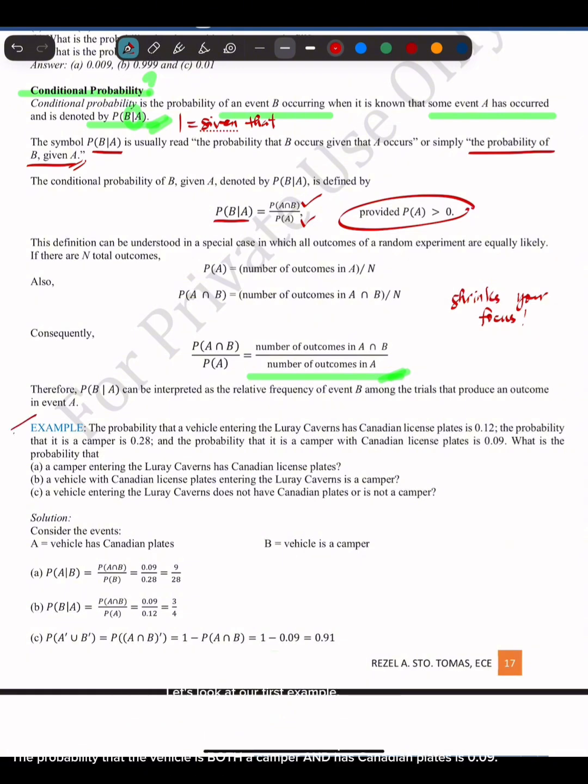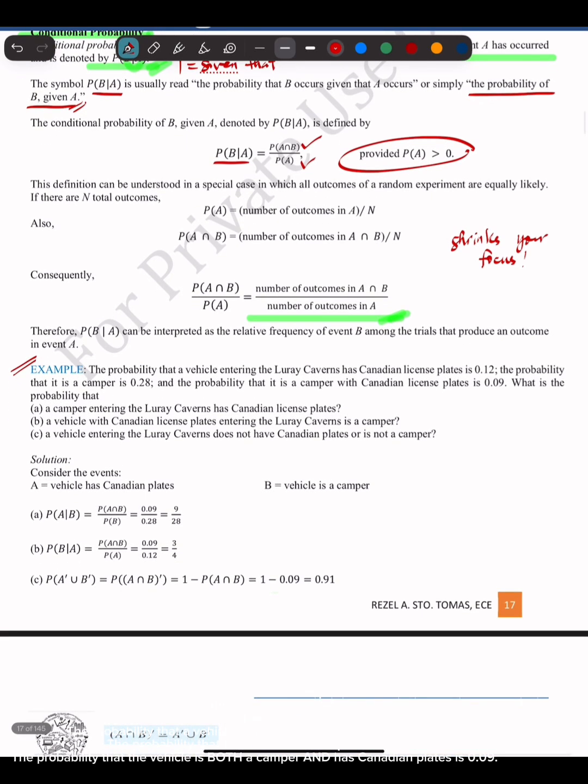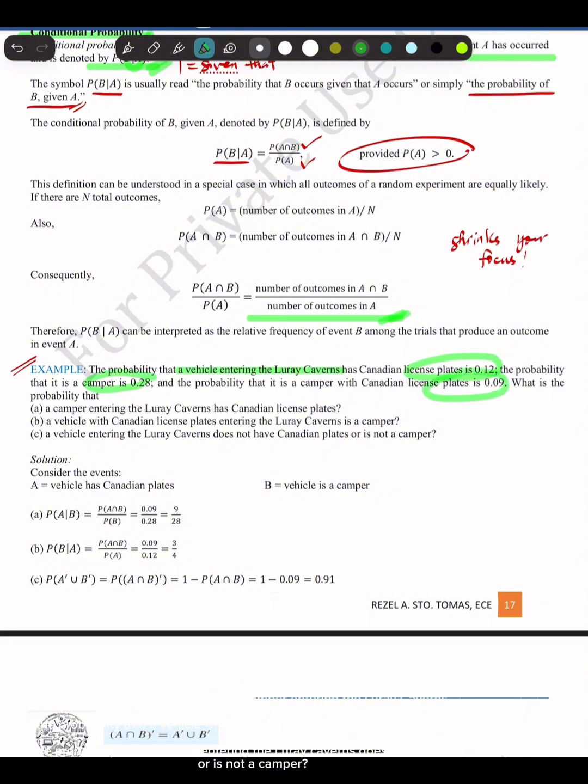Let's look at our first example. A vehicle is entering a place called Luray Caverns. Here is what we know. The probability that a vehicle has Canadian license plates is 0.12. The probability that the vehicle is a camper is 0.28. The probability that the vehicle is both a camper and has Canadian plates is 0.09. The questions are: A. What is the probability that a camper entering the Luray Caverns has Canadian license plates? B. What is the probability that a vehicle with Canadian license plates entering the Luray Caverns is a camper?